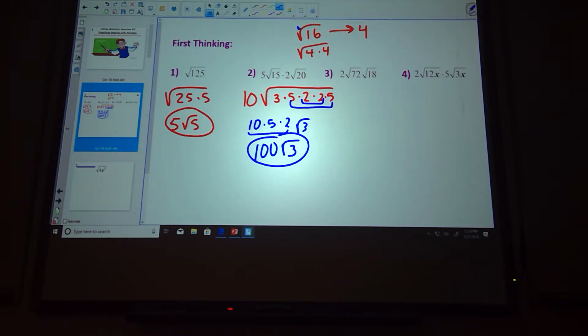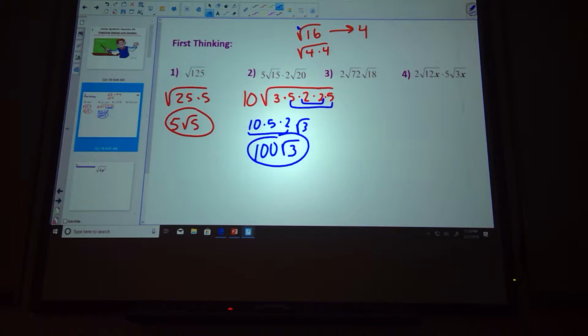Yeah? I don't understand how the 5 and the 2 get on the outside. Okay, so 2 times 2 is underneath, right? Yeah. So just focus on that 2 times 2. Okay. 2 times 2 is 4, right? Mm-hmm. Square root of 4 is? 2. You see where the 2 is on the outside now?